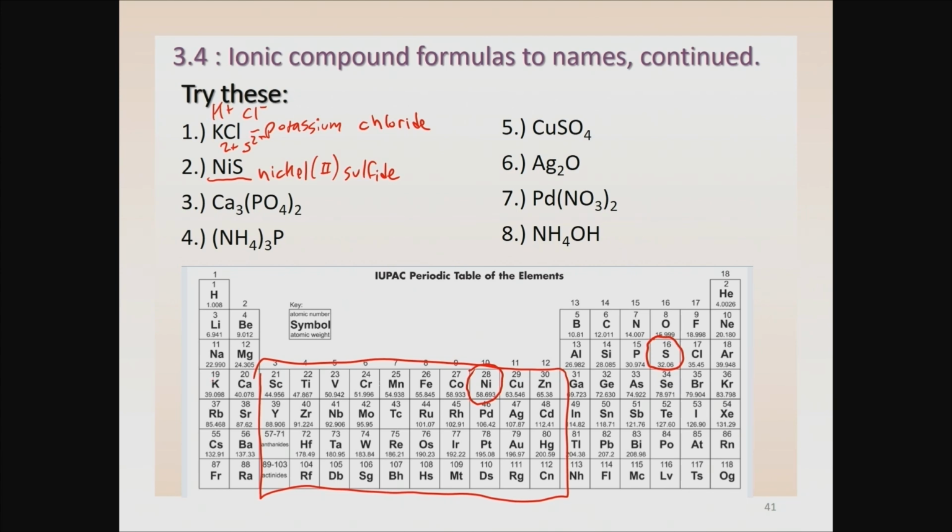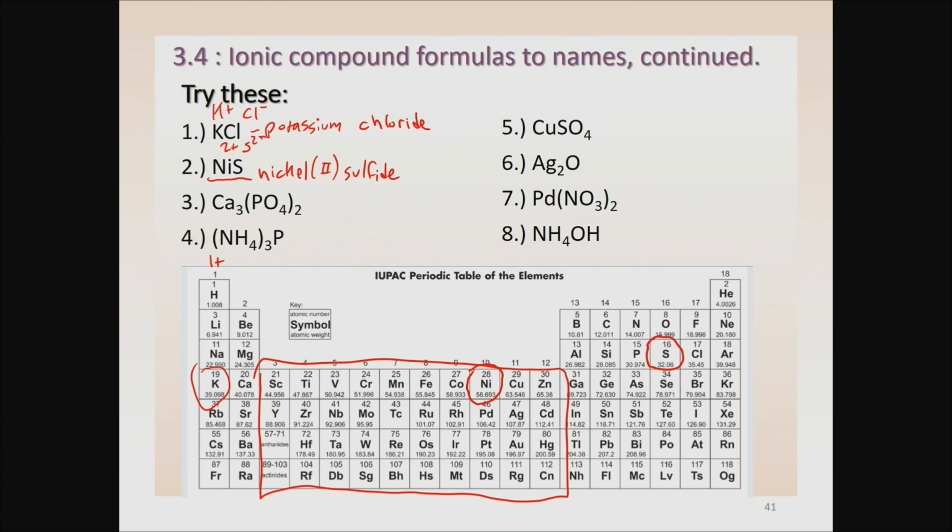Potassium is here, and what you can see is that potassium is outside the transition metal block. So it is only going to have one possible charge, and that one possible charge is a single positive, so it's a monovalent cation. And when you have a formula with monovalent cations, they don't require a Roman numeral.